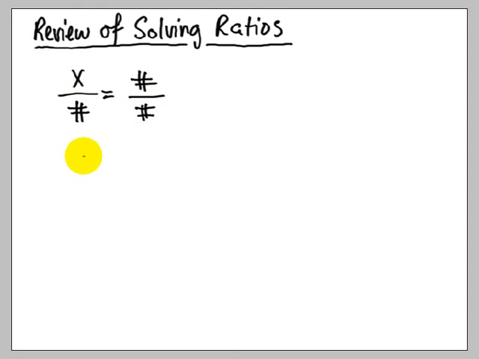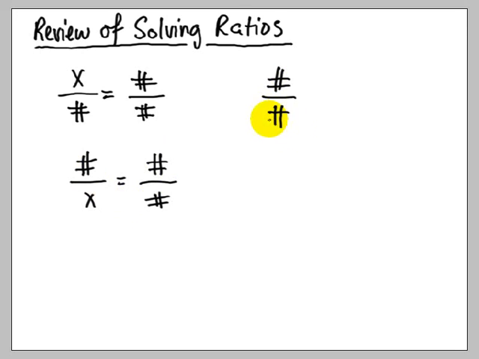What if I had a situation like this? A number over x equals some number over some number. Well, here, this is the cross with both numbers, right? So I go this times this divided by that. No problem.